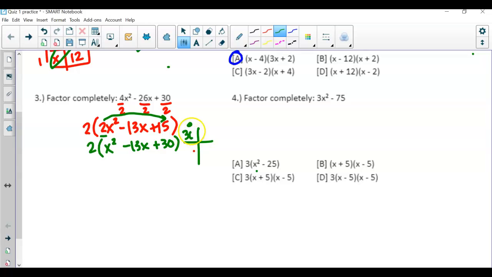What numbers multiply to get us 30 and add to get us negative 13? Now just remember here, we're multiplying to get a positive and adding to get a negative. That means both sides need to be negative because 2 negatives when multiplying make a positive. So in this case, you're going to have the factors of negative 10 and negative 3. When multiplied, they'll give you that positive 30, and add will get you negative 13. So here we've got 2 times x minus 10 times x minus 3.